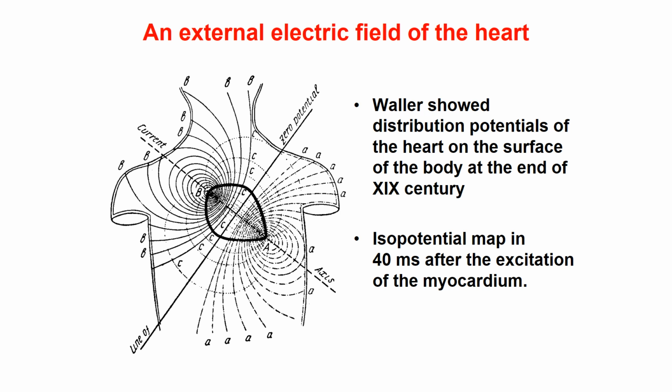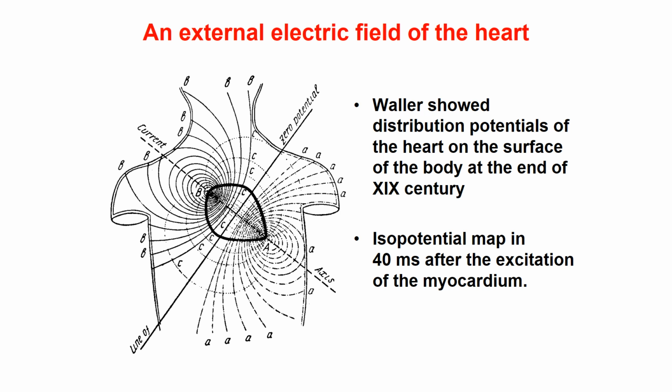An external electric field of the heart. In 1887, Augustus Waller invented an ECG machine consisting of a Lippmann capillary electrometer fixed to a projector. The trace from the heartbeat was projected onto a photographic plate that was itself fixed to a toy train. This allowed a heartbeat to be recorded in real time.